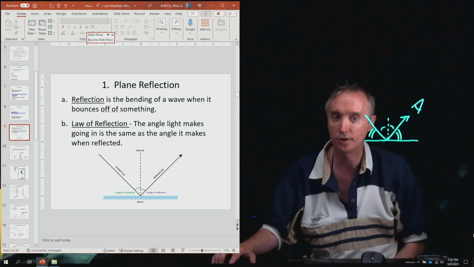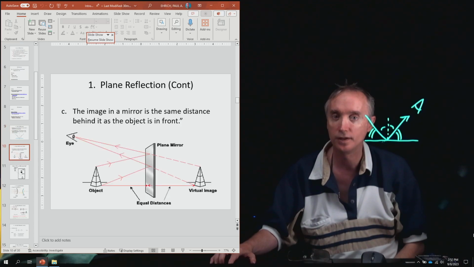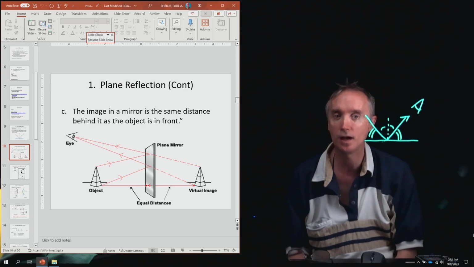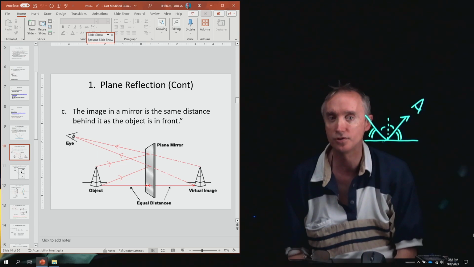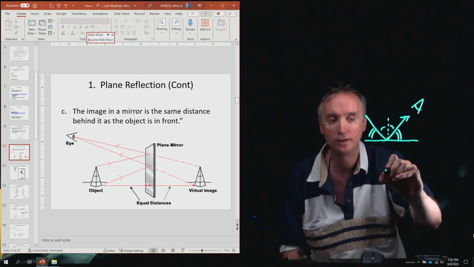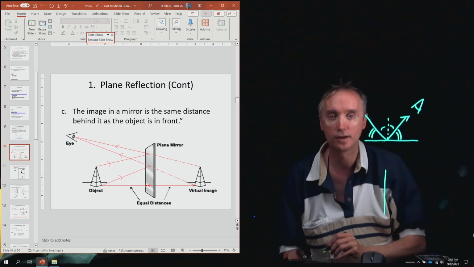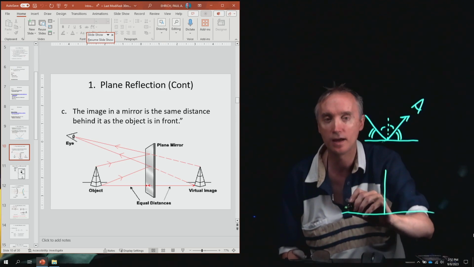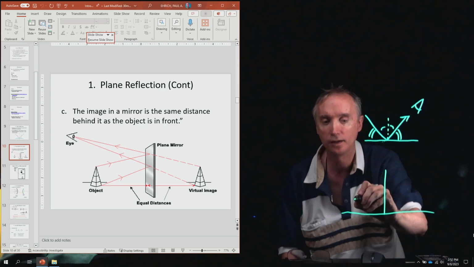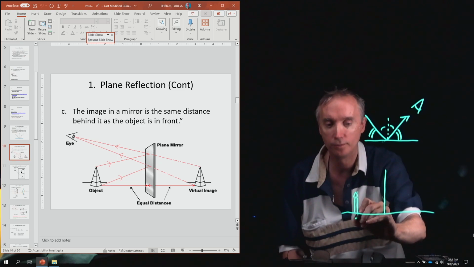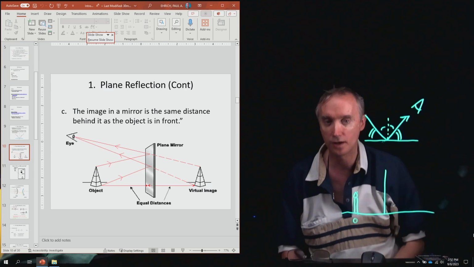The first property that I want you to notice is that the image in a mirror is the same distance behind the mirror as the object is in front. Here we've got a mirror like this, this is the ground down here, and now we need to have an object. I like to use a candle. This is my representation of a candle, and I'm going to label this as O for the object.